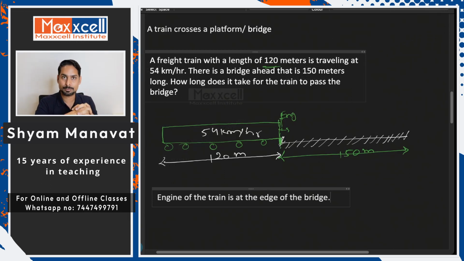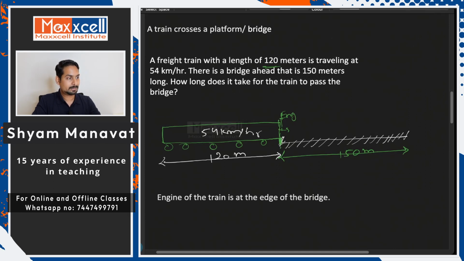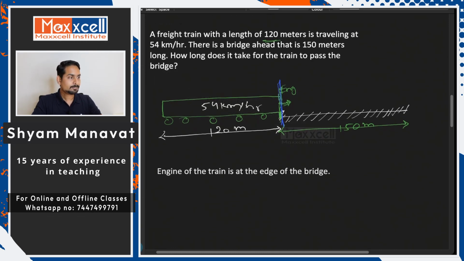Is this diagram clear to you? Train, bridge, start. The train is starting here, and then the train is running, and then the train takes time to cross this bridge. So we have to consider this engine point here is at the edge of the bridge. Okay, there is no gap between the engine and the bridge. All right. Okay, fine. So now it's all formula.